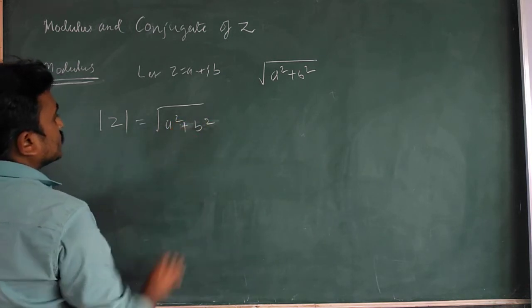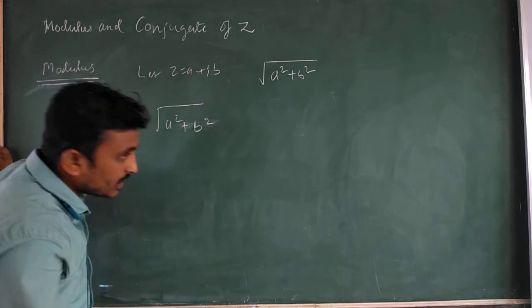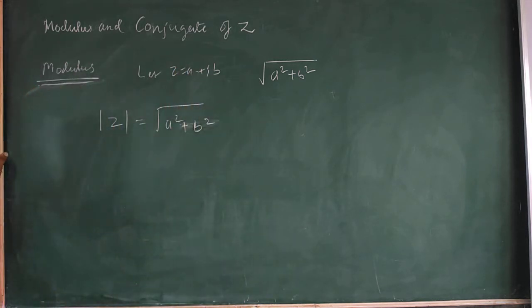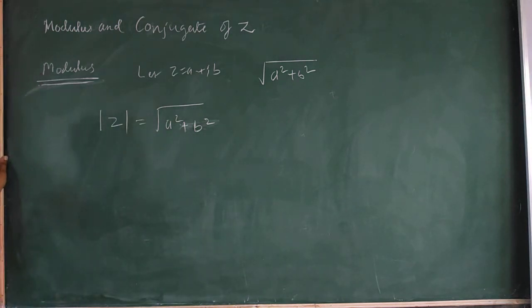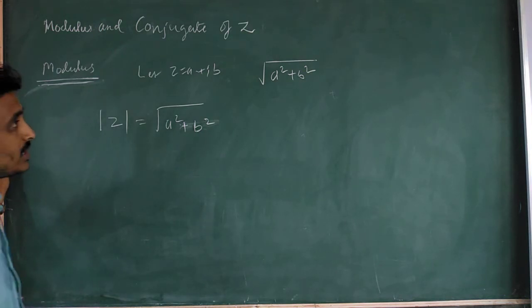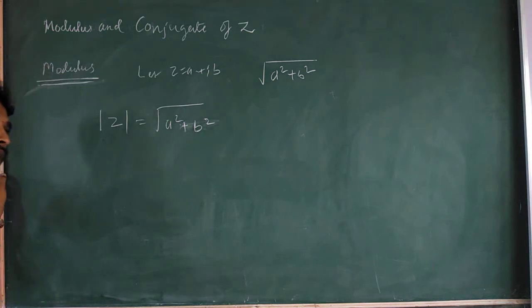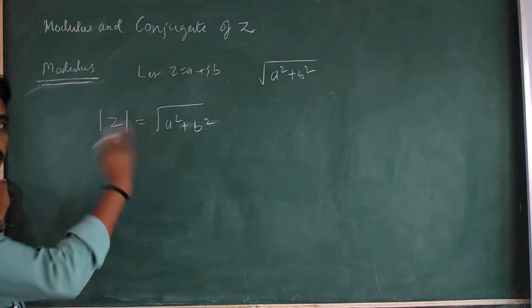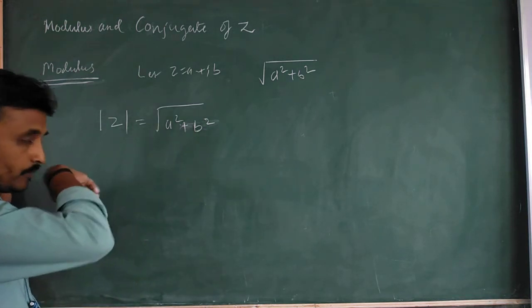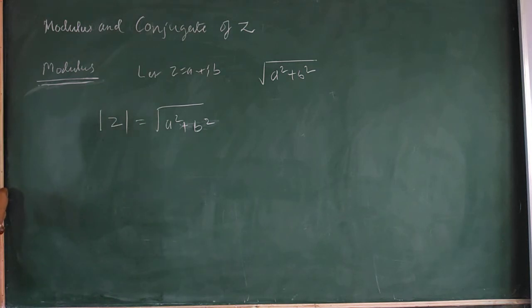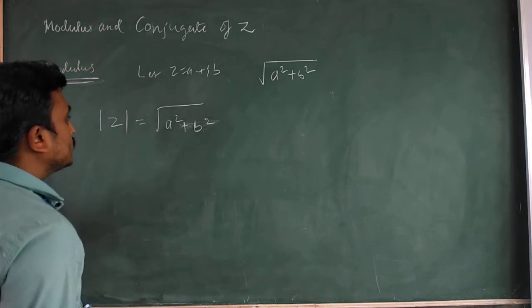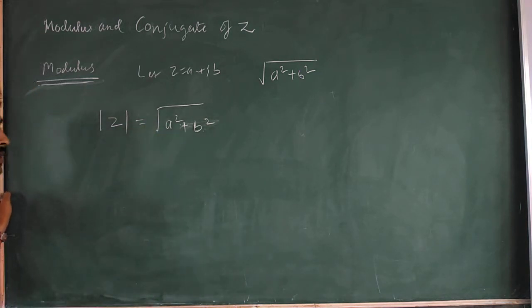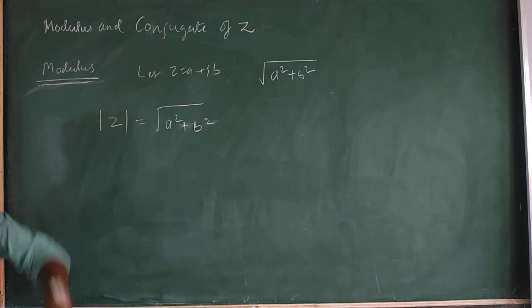So it is the distance between the point (a, b) and the origin. We apply the distance formula, that is root of (x2 minus x1) whole square plus (y2 minus y1) whole square, for (a, b) with (0, 0). So (a minus 0) whole square plus (b minus 0) whole square. We get a square plus b square. It is root of a square plus b square, equal to the modulus of z.